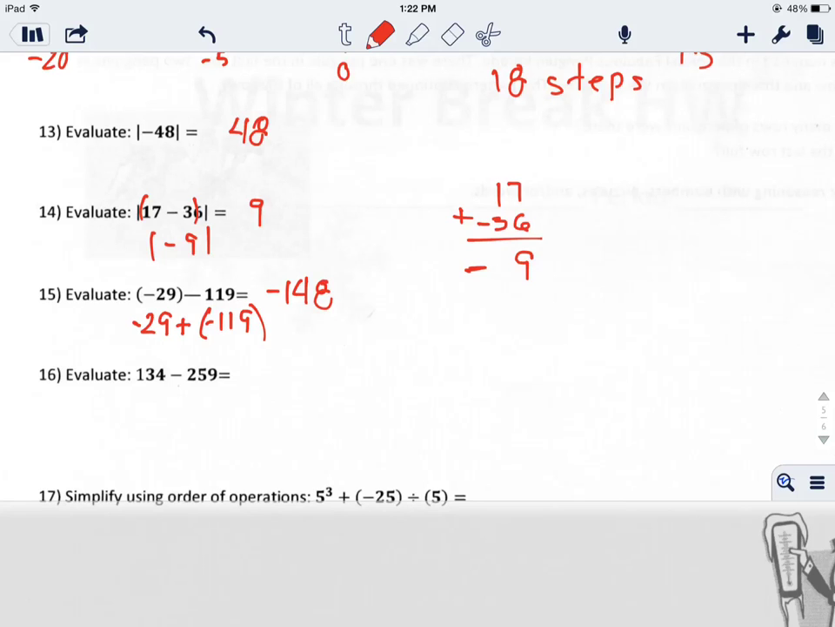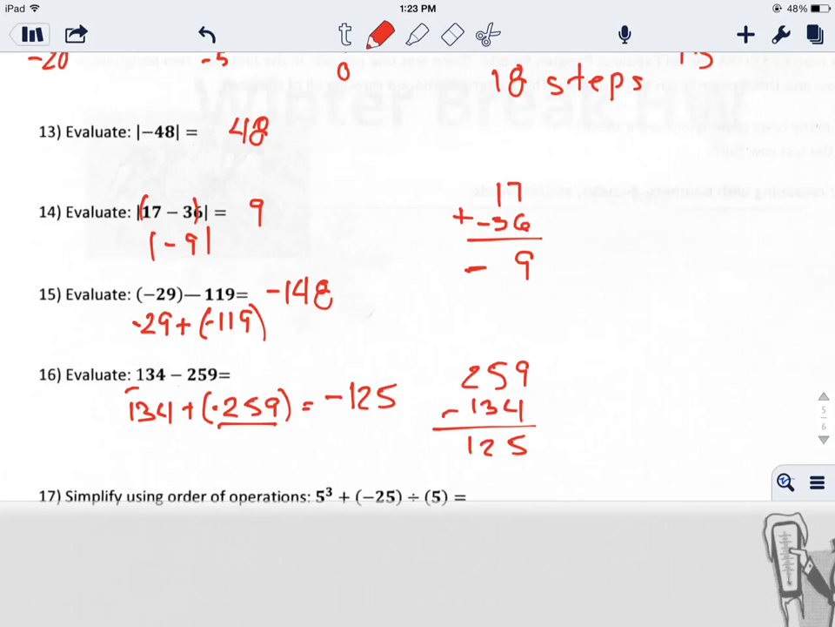Here, a subtraction, again, I'm going to rewrite it. That's 134 plus the opposite of 259. Right? We get rid of subtraction. And we see here, again, the negative team is going to win because it has the higher absolute value, the greater number of points. And let's find out what? See, 259 minus 134 comes out to be 125. So that's negative 125. Remember, there's no absolute value signs here, so we're just going to stick with our answer here.